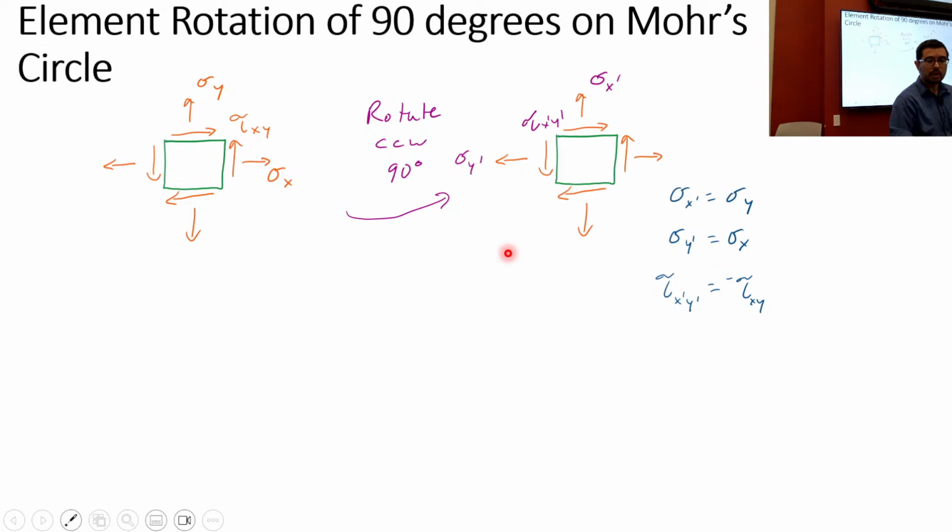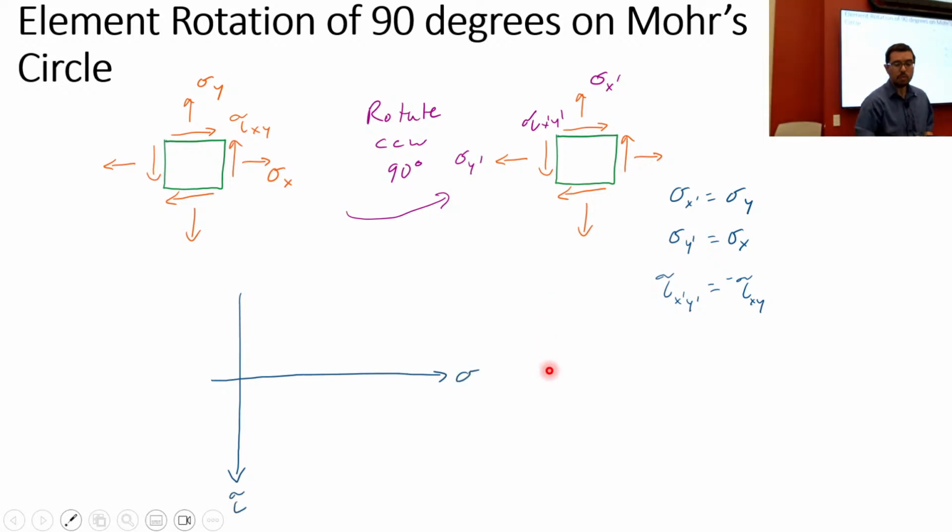Because if we look at what's happening here, this is the x face, right? And is this going to be in the positive or the negative y prime direction? Yeah, it's in the negative y prime direction. So it ends up being a negative graph. On Mohr's circle, we can see this without too much difficulty. We have our initial state of stress.